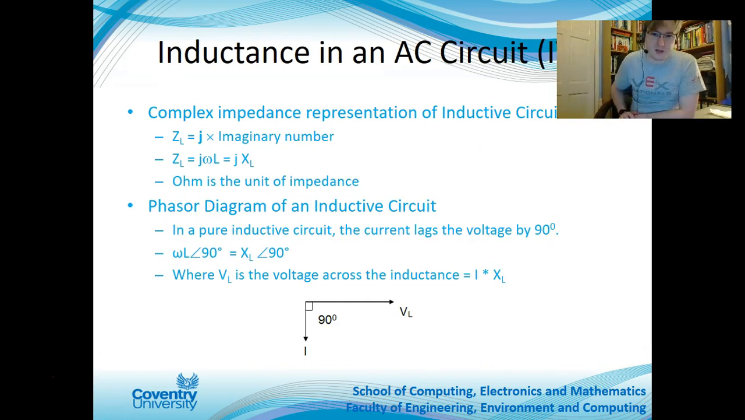If we were to plot it on a diagram, then as I said, we have our voltage, which is always at 0 degrees phase, so that would go along the real axis, and the current is 90 degrees behind it, so it will point downwards on the phasor diagram, like that. So that's what's going on here, to show that the current is 90 degrees behind the voltage.